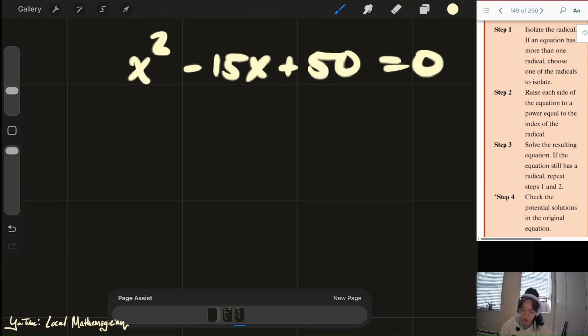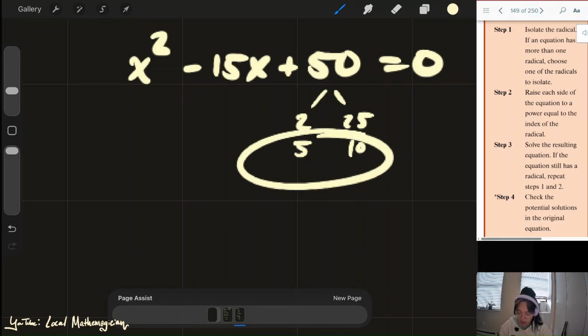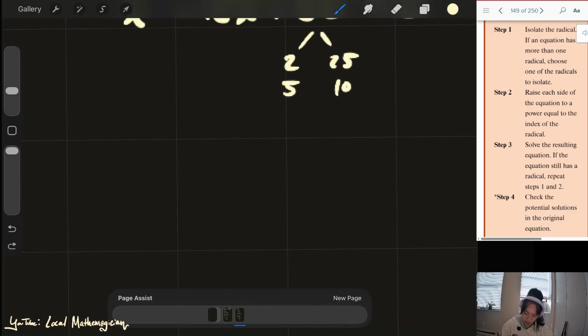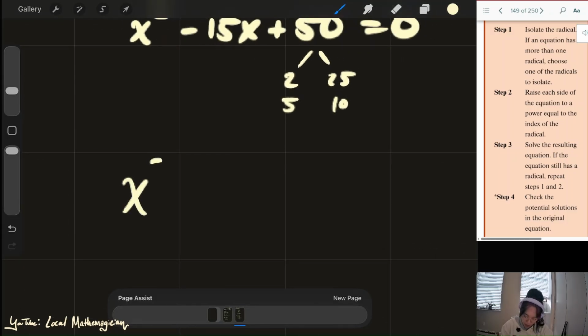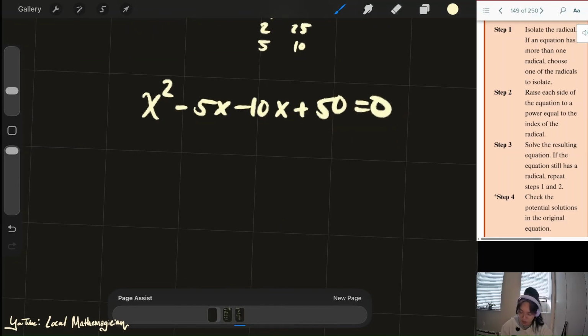Let's factor this guy. Multiplies up to 50, adds up to negative 15. Factors of 50: 2, 25, 3, 4, 5, and 10. Okay, since this is negative, it's going to be minus minus. This leaves us with x squared minus 5x minus 10x plus 50 is equal to 0. All right.